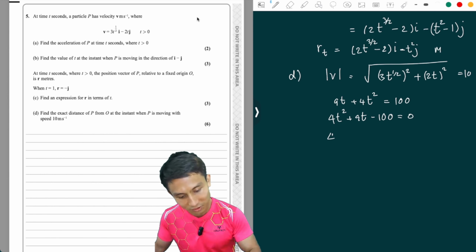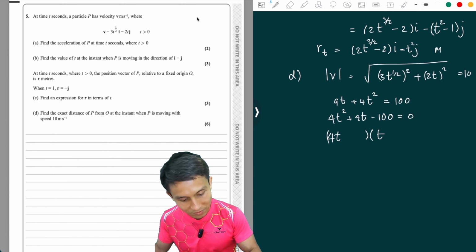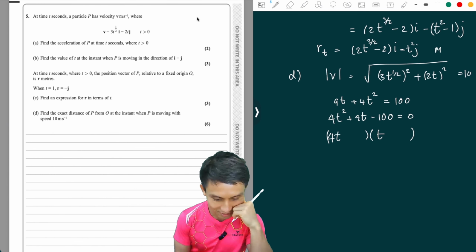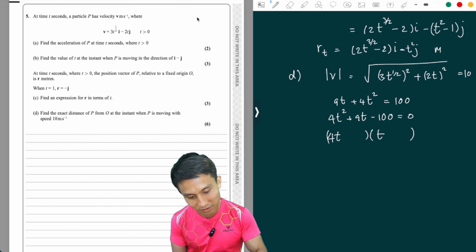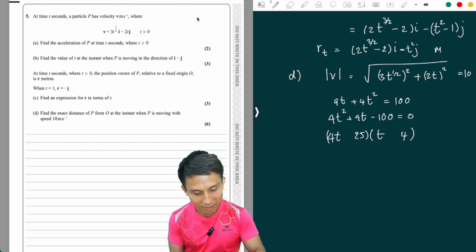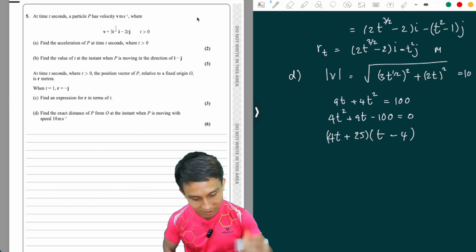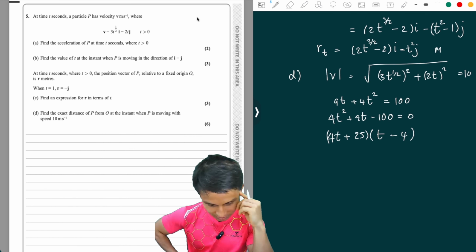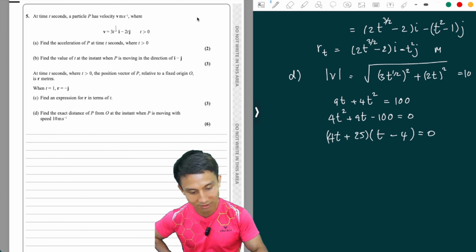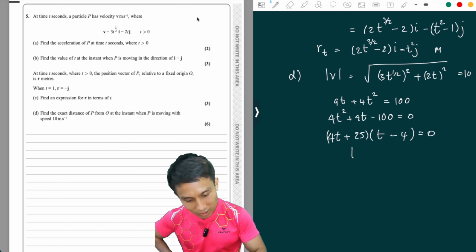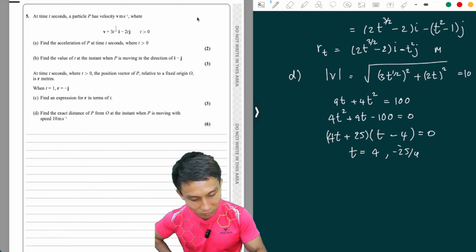So let me just use my brain to factorize this maybe, if it's not too hard. Let's try 50 and 2, no, 25 and 4. Yep, 25 here and 4 here. That's going to give me plus here and minus here, right? Let me just double check that. Yeah, that works, equals 0. So time is 4 first, and then minus 25 over 4, which we reject.